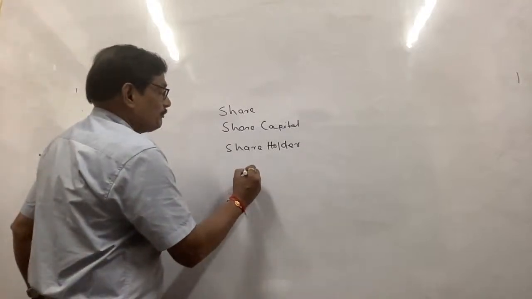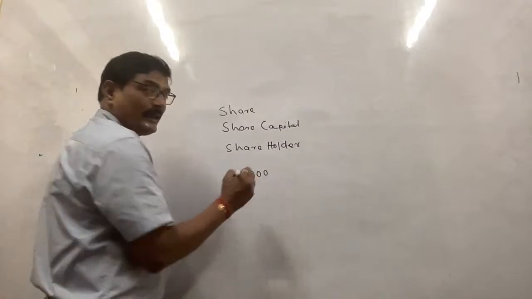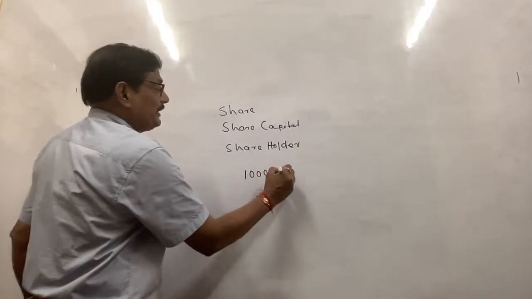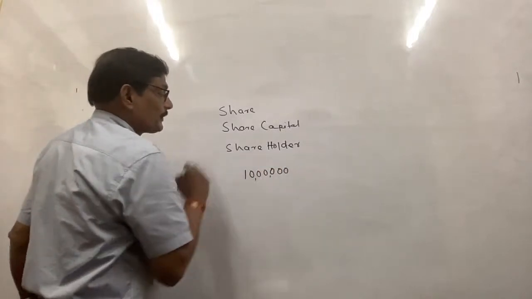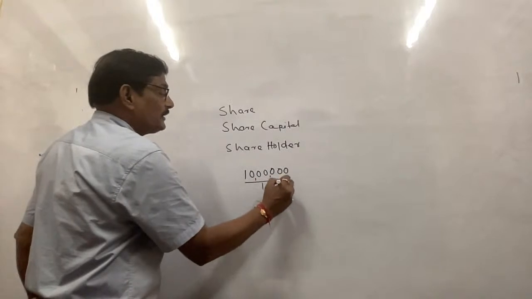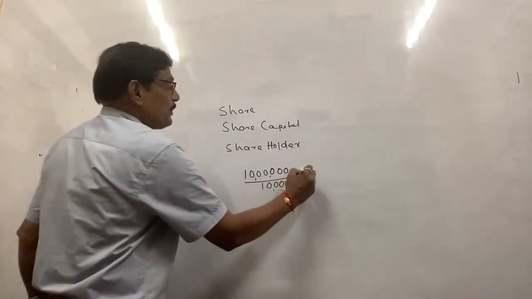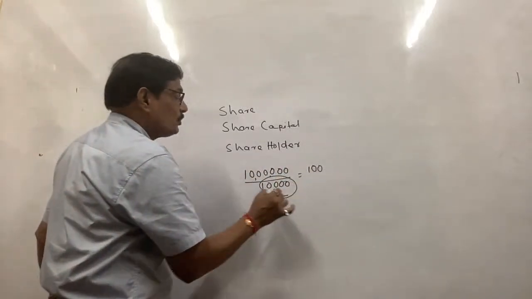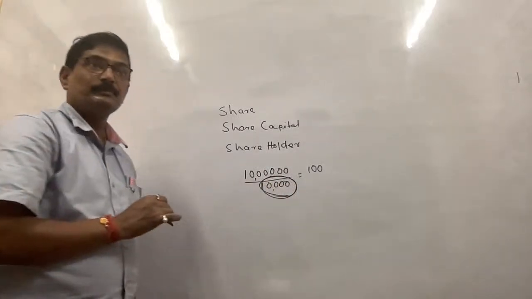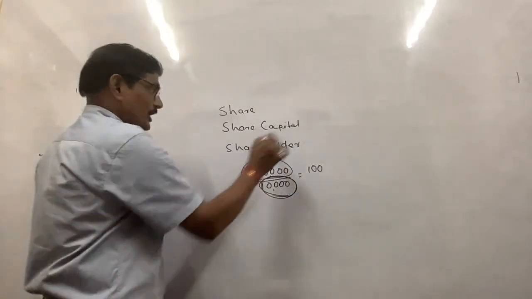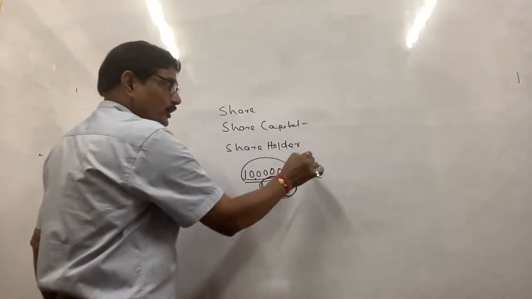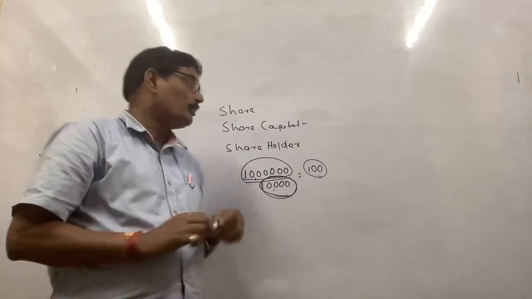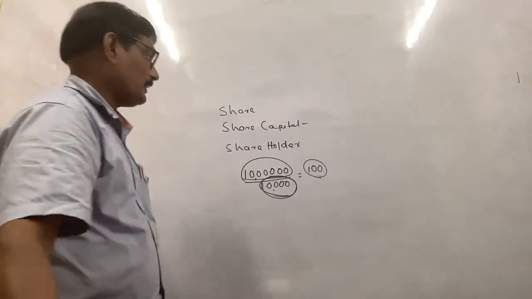So, if a company is registered, by now you must have gone through all these things. That is why I am not explaining in detail. The total capital, suppose it is 10 lakh rupees, divided into 10,000 parts. Each part is 100 rupees. So these 10,000 parts are known as the number of shares. This 10 lakh rupees is the share capital, and this 100 rupees is the nominal value or face value of each share, right?